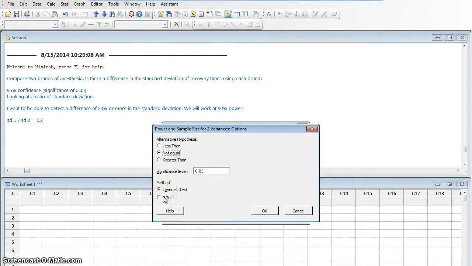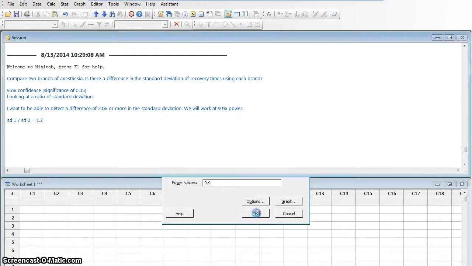And here I have two choices, Levene's test or the F-test. Our book does the F-test. And the F-test is good when your original data comes from a normally distributed population. But Levene's test works for any continuous distribution. It doesn't have to be normally distributed. We'll do the F-test because that's what our book does. But it wouldn't matter. It would just be a quick click to change it. And I'm going to say OK.